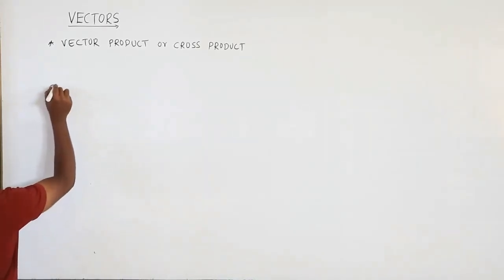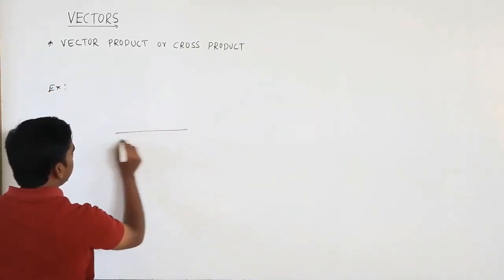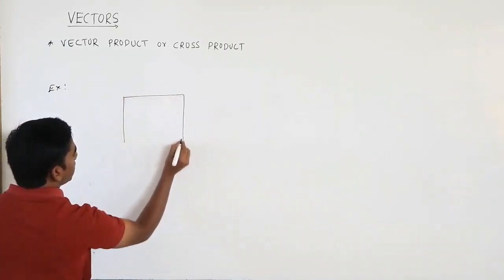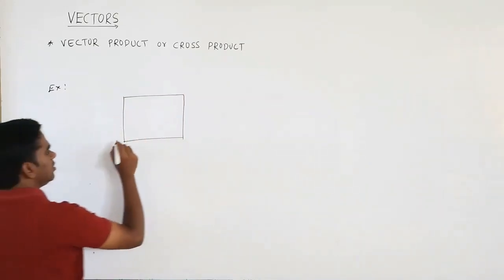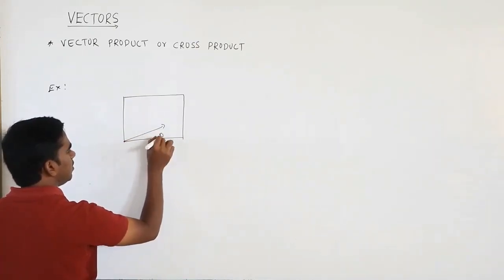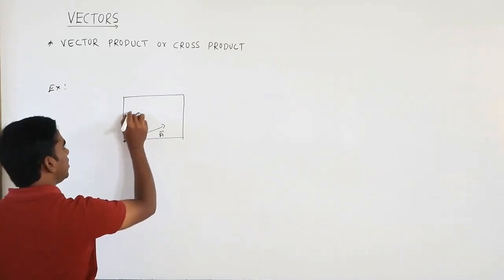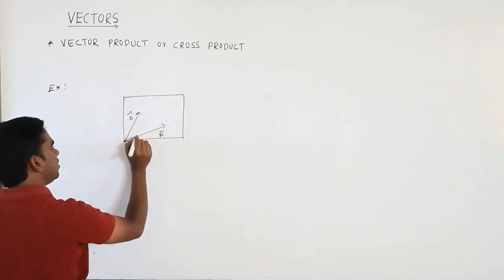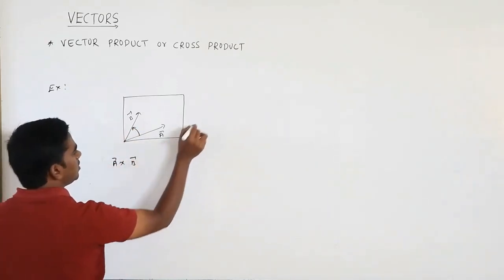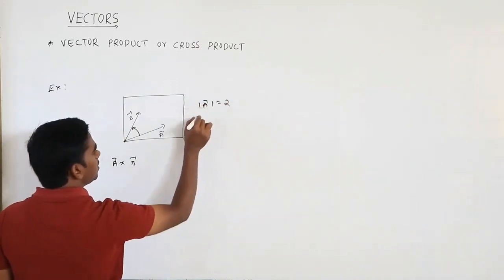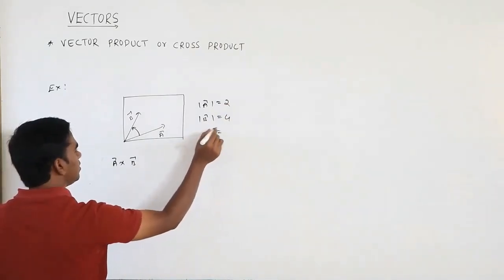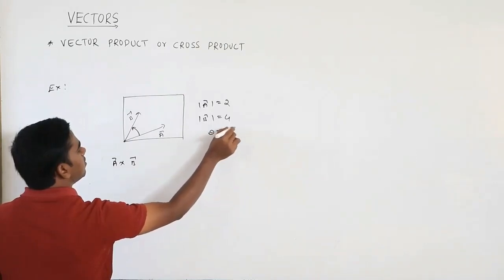Let me take a small example so we can tell the direction. Suppose you have a plane, the board, which is only going to be a plane. This is vector A, having magnitude 2, and another vector B is here. Think that it is moving from A to B. You want to find A cross B. Magnitude of A equals 2, magnitude of B equals 4, and theta you can take as 30 degrees.